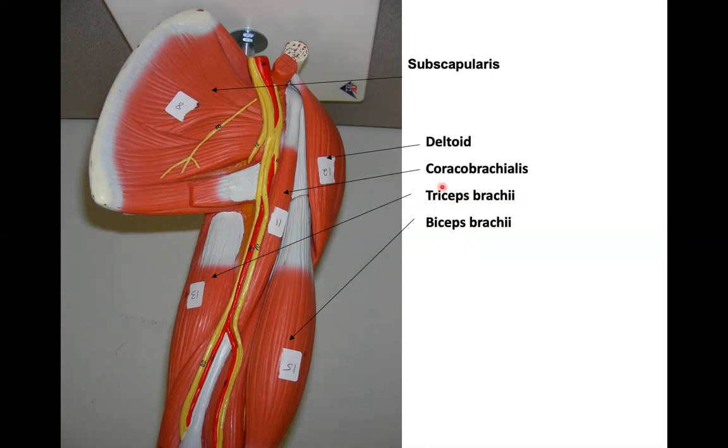And again, triceps implies that this muscle has three heads. I don't expect you guys to identify the three heads, but the three heads are known as lateral, medial, and long heads.